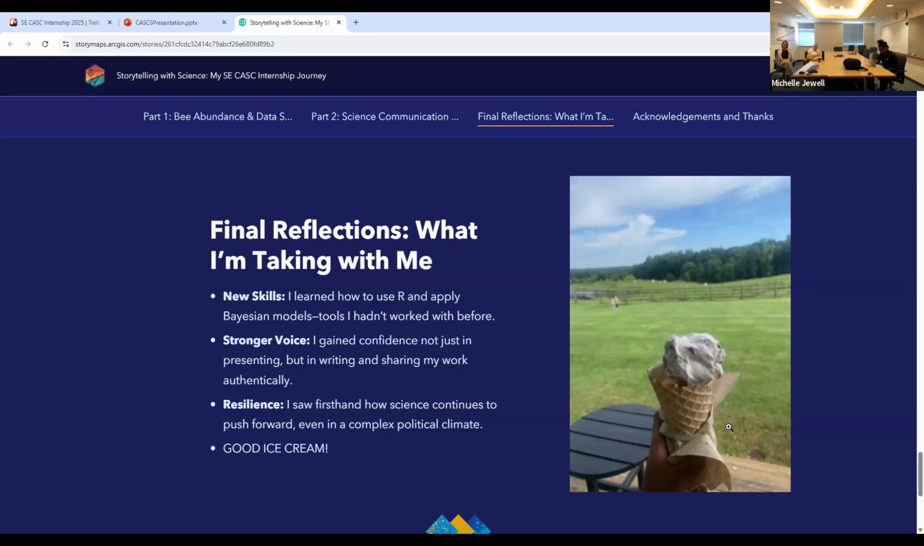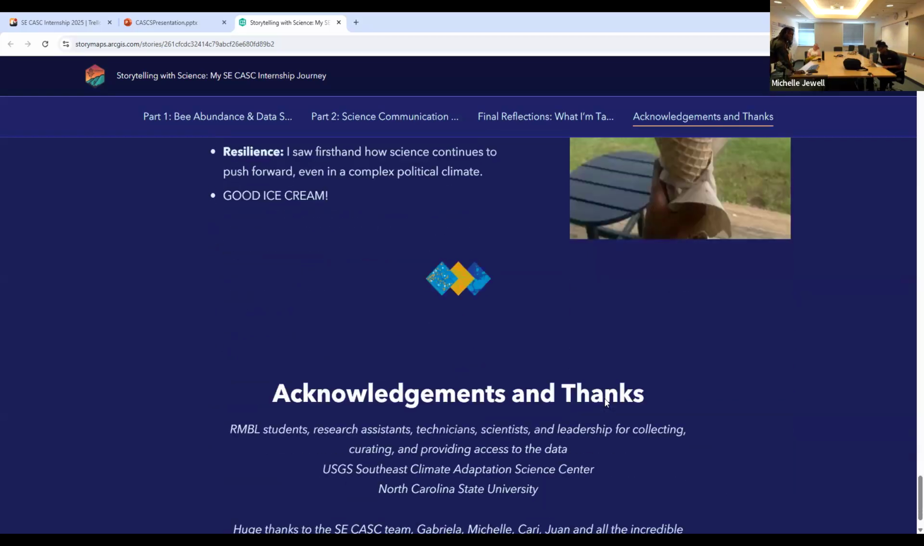And at the end, I have good ice cream. As you can see in the picture, Juan and I went to the Howling Cows ice cream shop after our B-Day, and it was really good. I got to sit down, relax, enjoy some nice ice cream and look out at the cows in the field. I think that's ideal for your NC State experience, and I'm very glad that I got to do it.